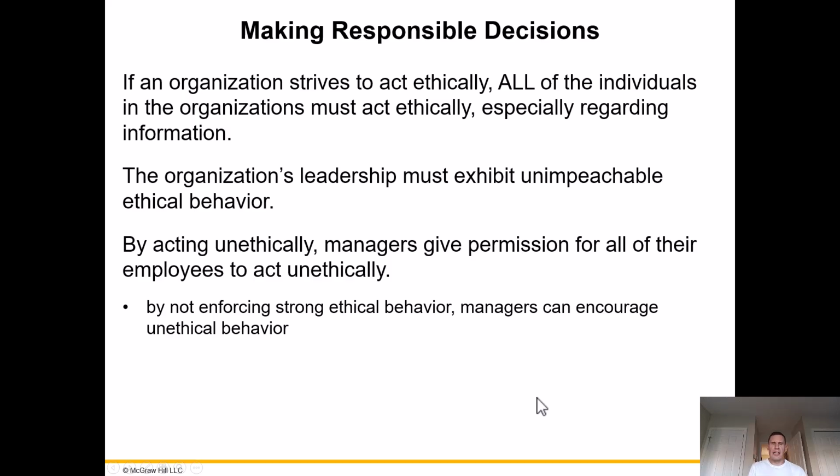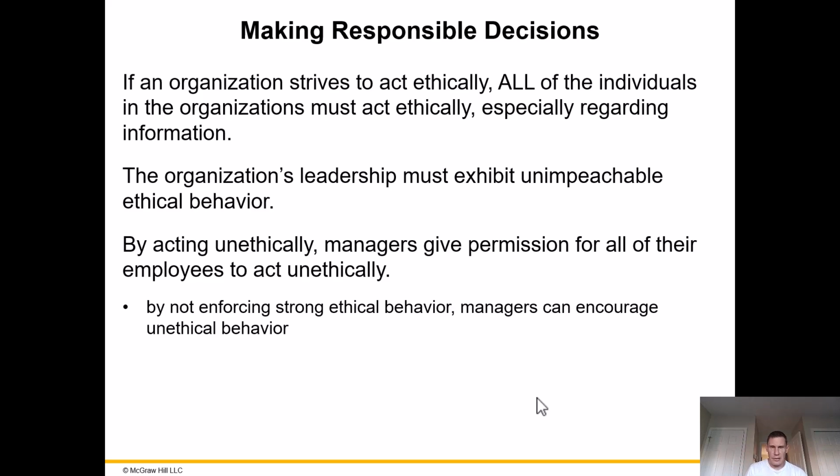Now, if an organization strives to act ethically, all of the individuals in the organization must act ethically, especially regarding information. The organization's leadership must exhibit unimpeachable ethical behavior. And we actually have a term for this. We call it the tone at the top. We tend to see that tone at the top kind of rolls downhill, if you will.